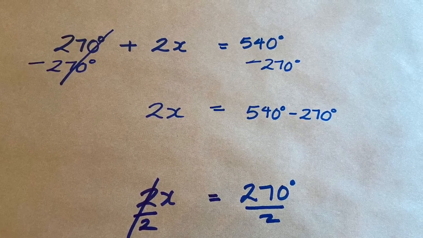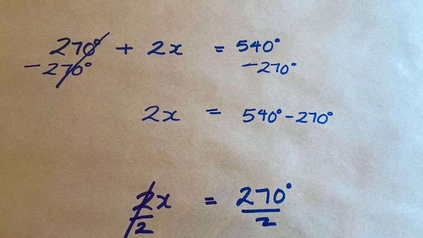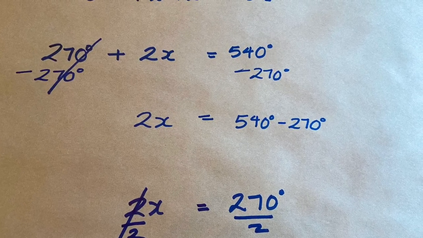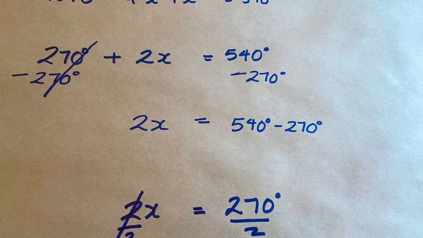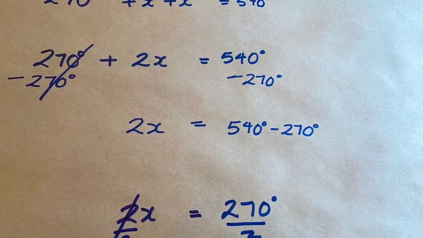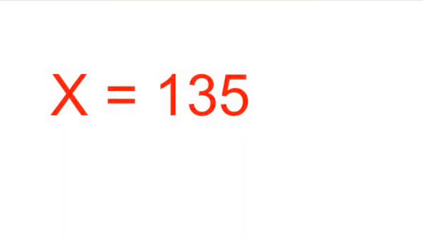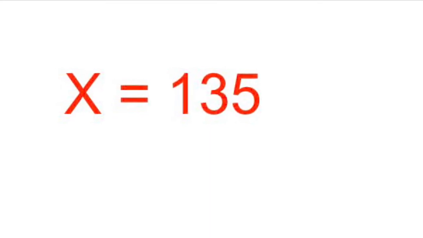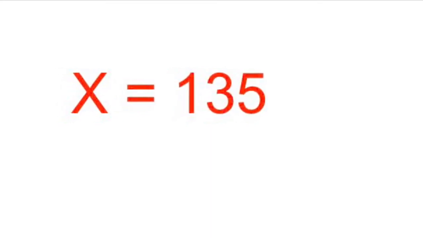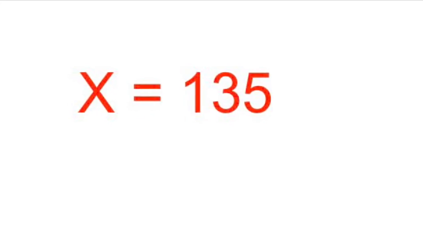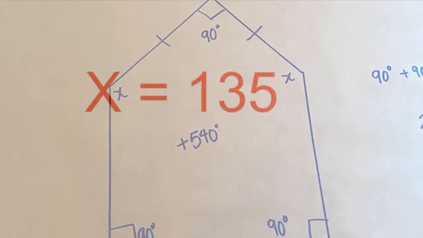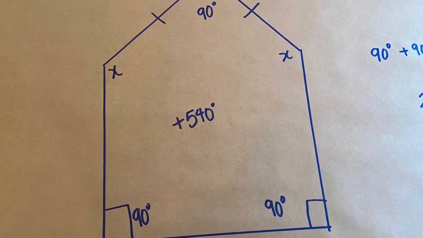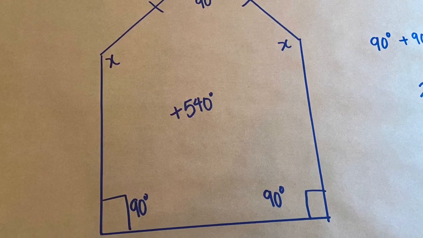But I don't want to know what the two X's are. I want to know what one X is. So what I've done is I've divided both sides by two and I find out that X is equal to 135 degrees. And now it'd be a good idea for us to check to make sure that X equals 135 is a reasonable answer. So we would go back to our original image and add 90 plus 90 plus 135 plus 90 plus 135 and make sure that that's equal to 540 degrees, as it should.